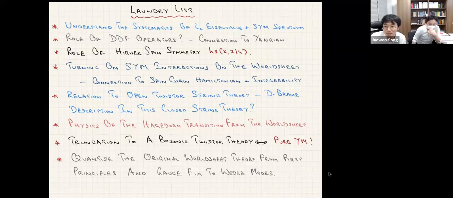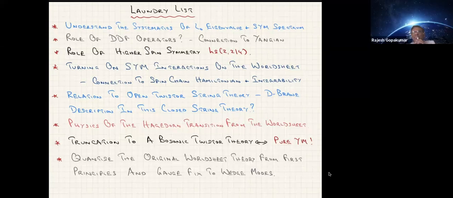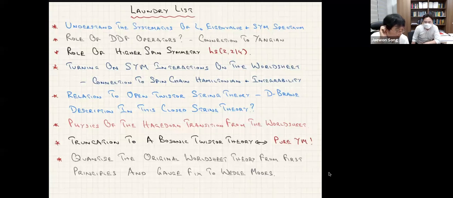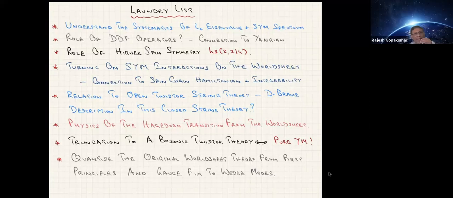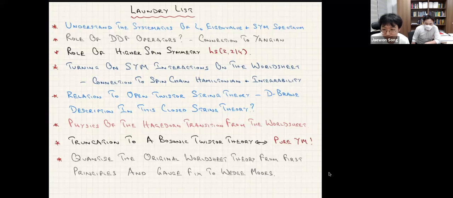Can I ask one more question? Sorry for asking too many questions. No. So do you think there is any way to get a GLSM description for these free strings? I have in mind this worldsheet derivation of large N duality.